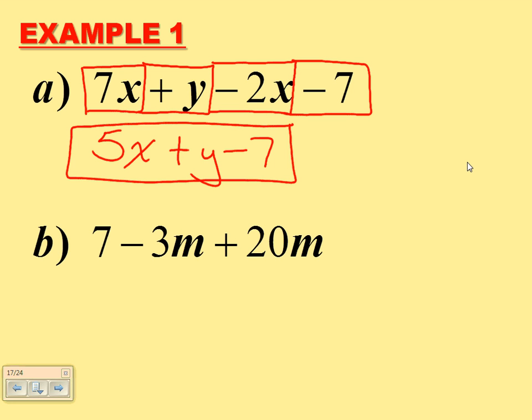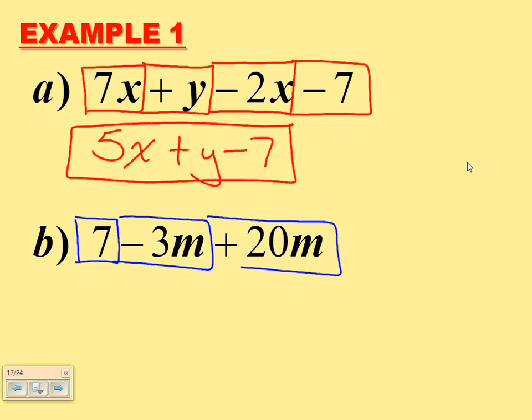So for letter B, we're going to do the same thing. I'm going to box my terms. So I'm going to box the 7, the minus 3m, and a plus 20m. So what are actually my like terms? My like terms would be minus 3m and plus 20m. What I want to temporarily do is treat the minus 3m like a negative. Negative 3m plus 20m. So what's my answer to that going to be?